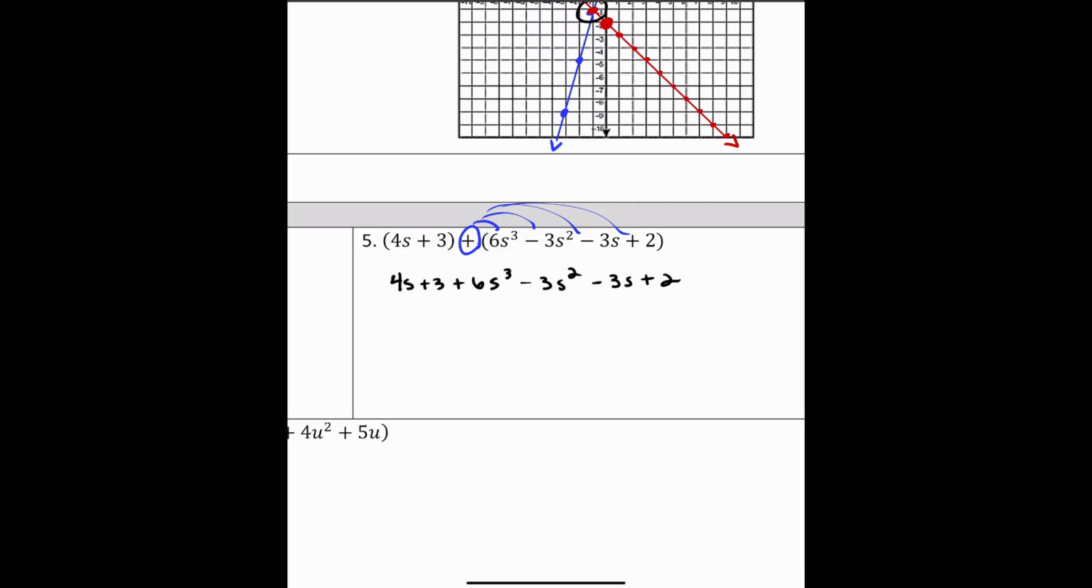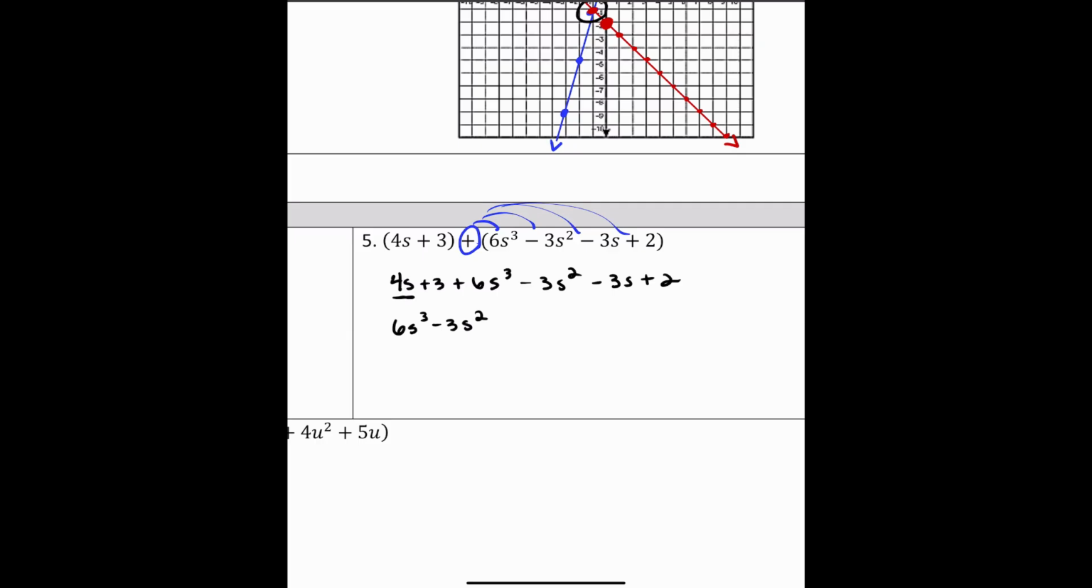So if I look at 6s cubed, well, can I combine that with any terms that have the same variable and the same exponent? No. So we're just going to keep 6s cubed as is. Then we're going to look at negative 3s squared. Can I combine that with anything else? Nope. So we're just going to leave it as that.